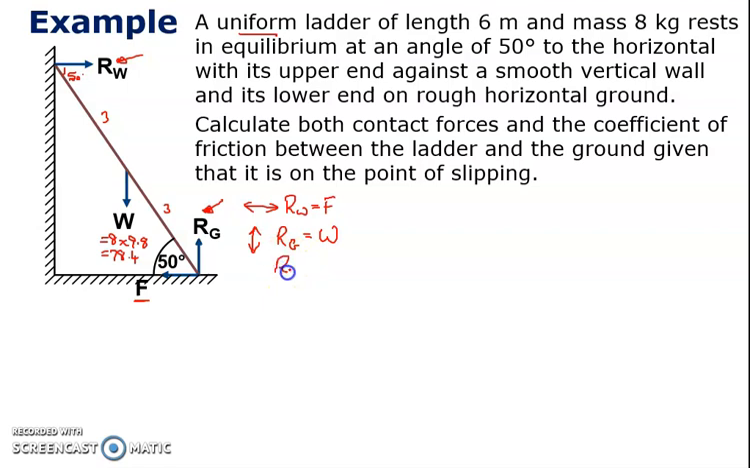So immediately I know that Rg must be equal to that 78.4 Newton force. So that one was relatively easy to find. Now I'm going to take moments. I don't know the friction, but I know Rg. I'll call the bottom A, and this is B up here, and I'm going to take moments at A.